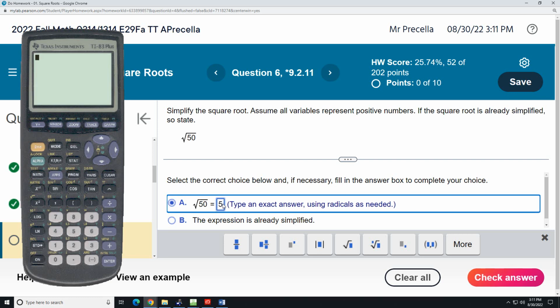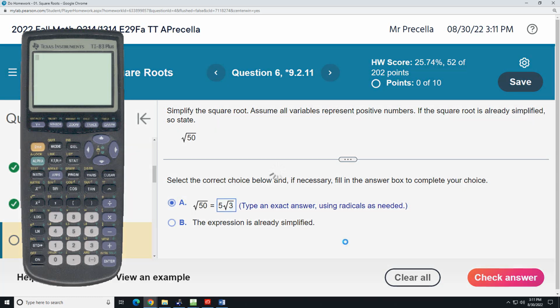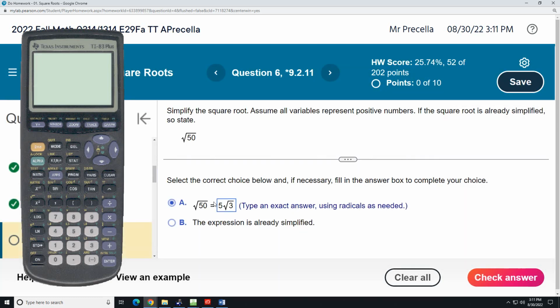So 5 square root 7. 5 square root 3. Suppose I type 5 square root of 3. We want to demonstrate what you do if it's wrong. Uh-oh. And they give you a little note trying to help you. This little helpful note is always, to me, so convoluted. But still, I shouldn't be saying that. These notes are very helpful. Pay close attention to them.